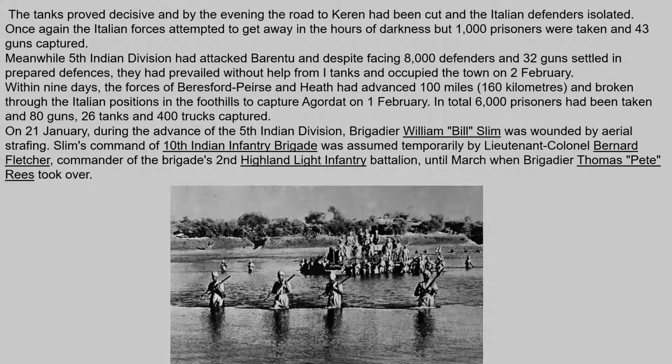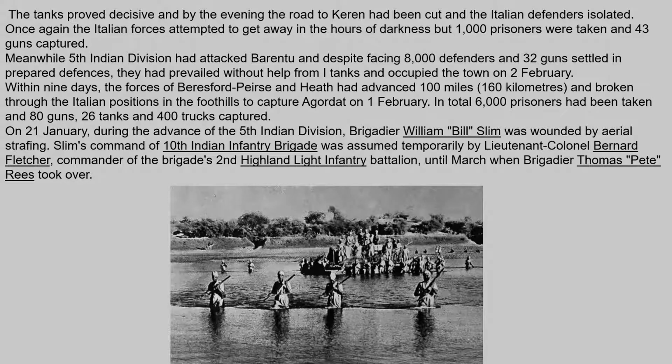Within 9 days, the forces of Beresford Pierce and Heath had advanced 100 miles, 160 kilometers, and broken through the Italian positions in the foothills to capture Agordat on the 1st of February. In total, 6,000 prisoners had been taken and 80 guns, 26 tanks, and 400 trucks captured.